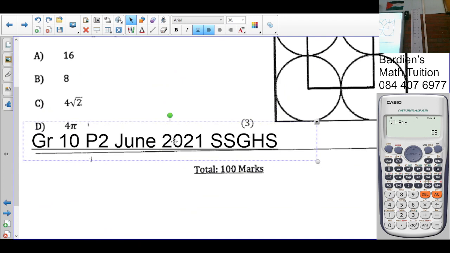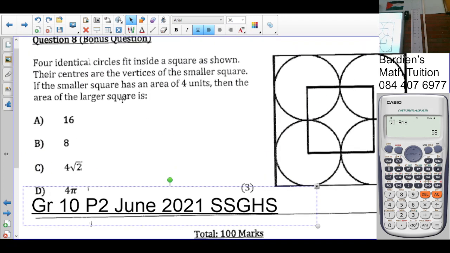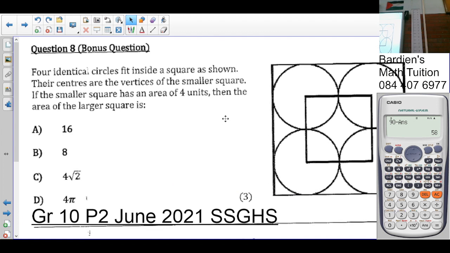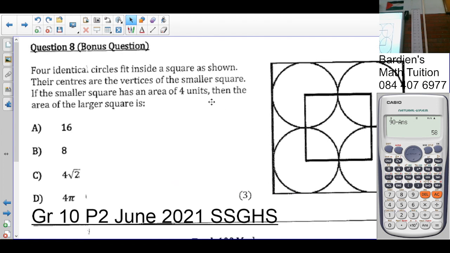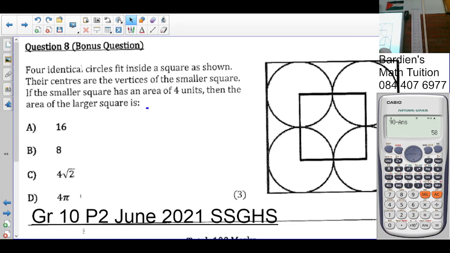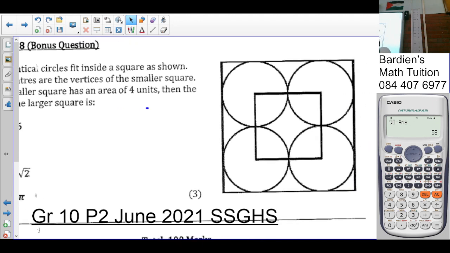Think about this one. We are told that 4 identical circles fit inside a square as shown in the diagram. The centers are the vertices of the smaller square. If the smaller square has an area of 4 units, then find the area of the larger square. Okay, let's move this over quickly.